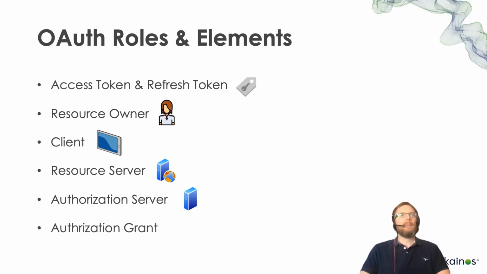Resource server, again, is the server that stores this data securely. Authorization server is something that can authorize and most likely authenticate the resource owner. And an authorization grant is a concept whereby the resource owner grants the permission to the client to access the data stored on a resource server on their behalf.